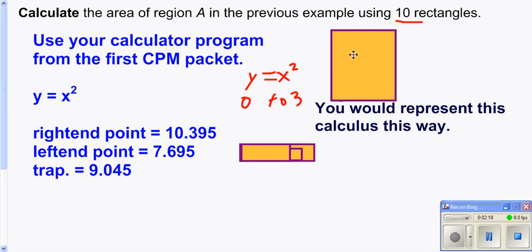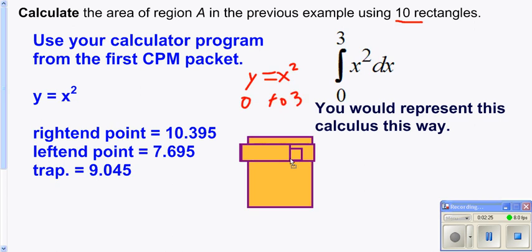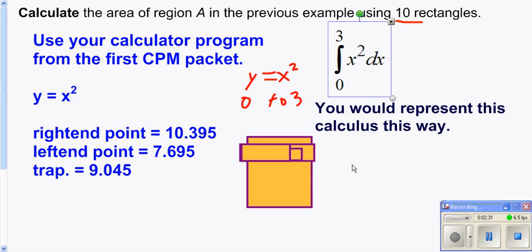Now, to find the area underneath your curve from 0 to 3 of your function x squared with respect to x, we would write using calculus as this notation right here. And we were estimating that with our calculator. However, we will look at a little bit later how to find the actual answer, the exact answer, rather than just the estimate.